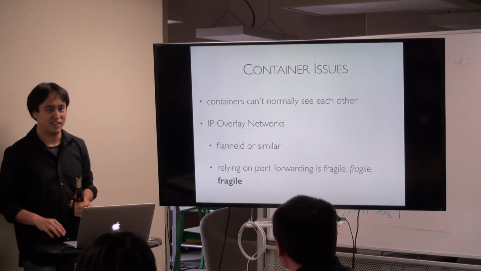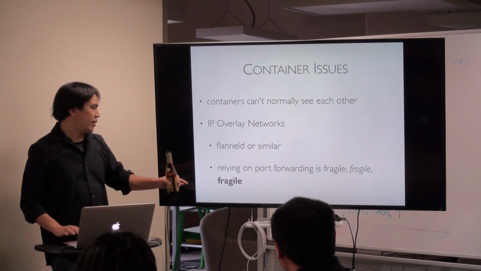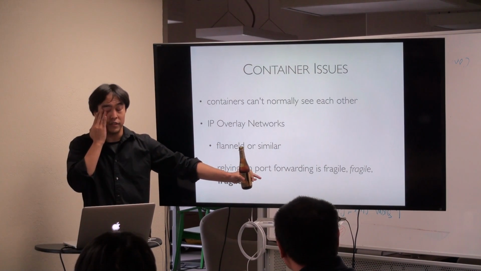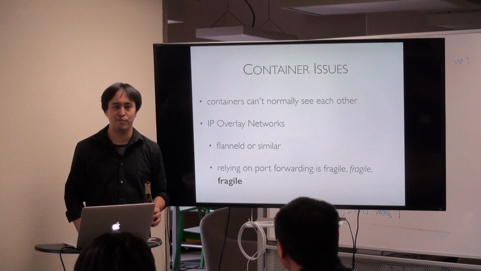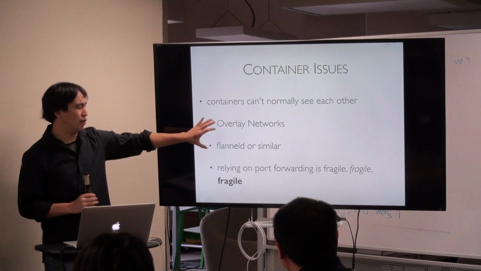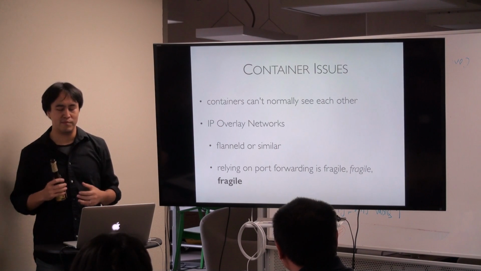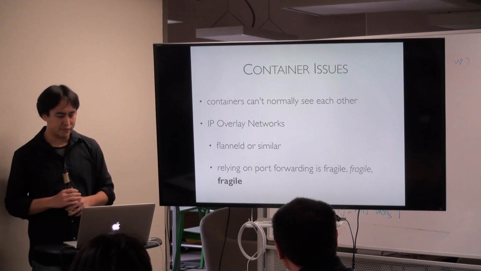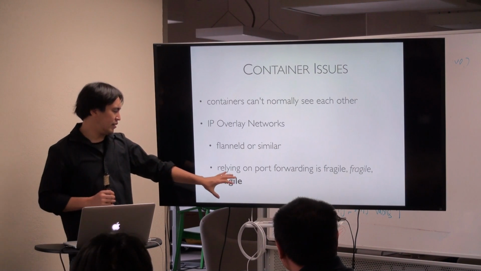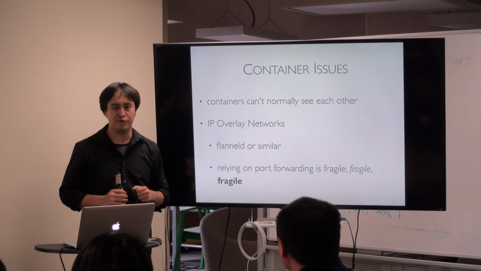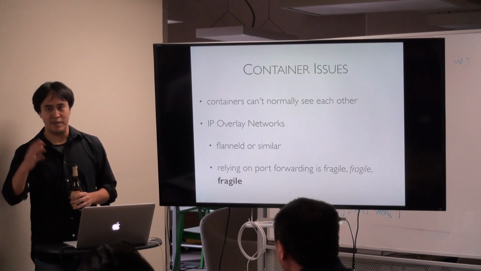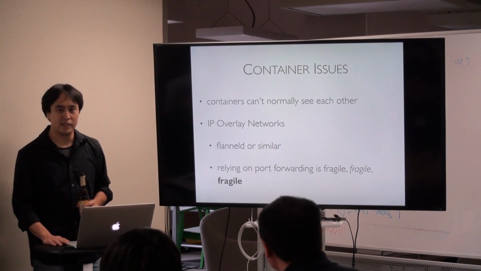In small scale deployments, you typically start off using port forwarding. This is very fragile. It doesn't scale very well. So the IP overlay, even though it sounds scary and like you're doing some magical stuff, giving a container multiple IP addresses on different subnets, is better. Relying on port forwarding is very fragile, and I don't recommend it for anything but the smallest of projects.